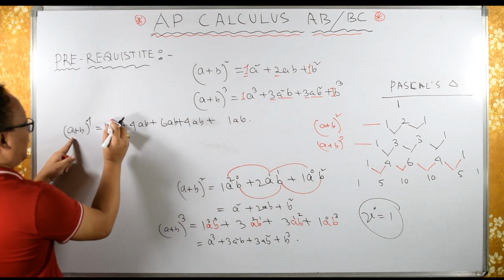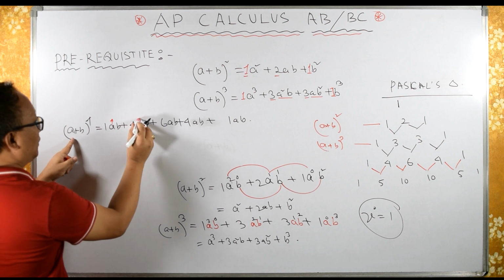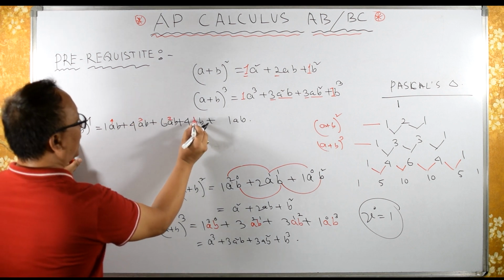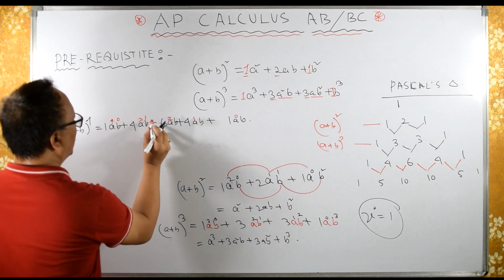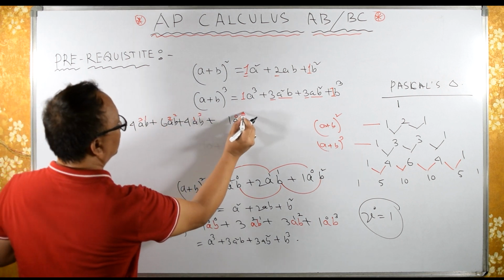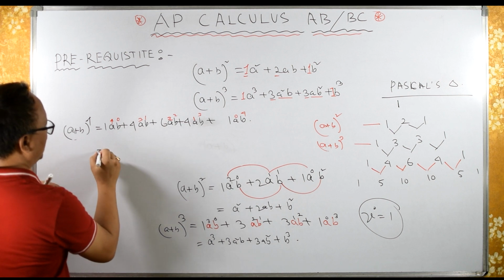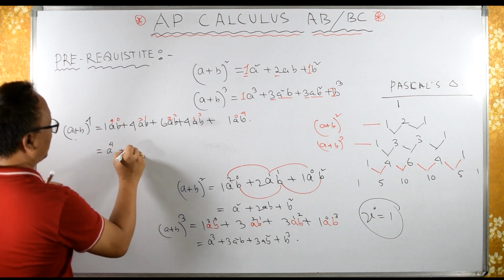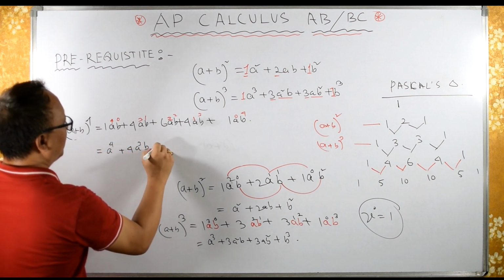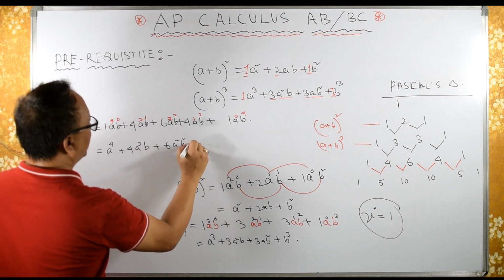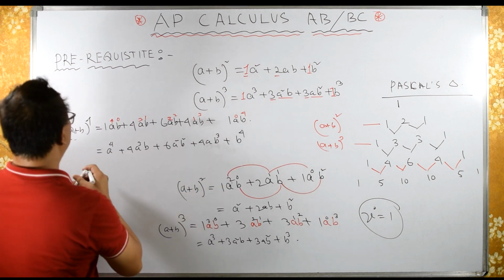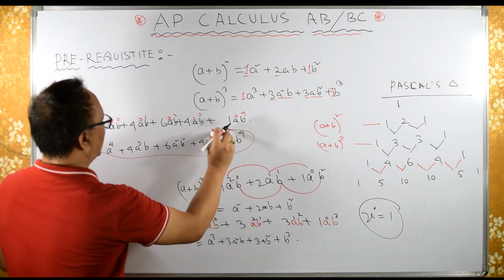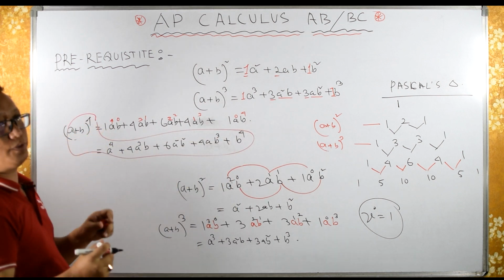What is this? A to the 4. Okay, 4, 3, 2, 1, 0. What about B? B raised to 0, 1, 2, 3, 4. So therefore this is what? A^4 plus 4A^3 B plus 6A^2 B^2 plus 4AB^3 plus B^4 is the expansion for (A plus B) raised to 4.